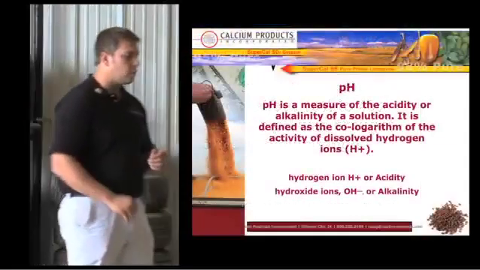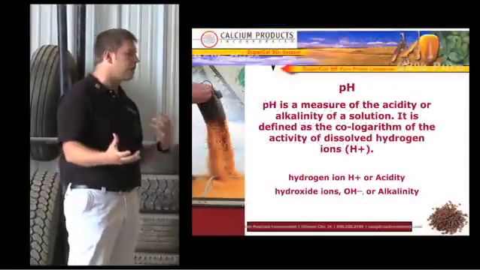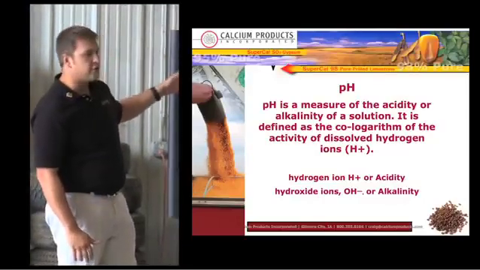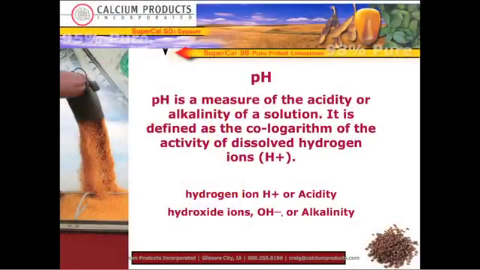So we've talked about the importance of pH, but what is pH? pH is only a measure of hydrogen. It's a measure of the hydrogen ion, and in acidic soils we're measuring the H+ hydrogen ion.